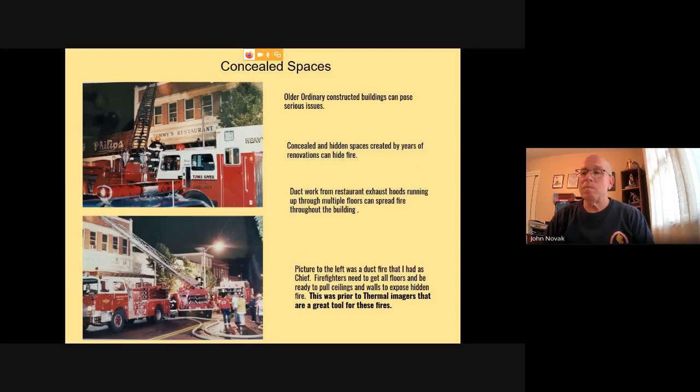I just read a Fire Engineering article on a fifth alarm fire in Manhattan that started in a restaurant and went up through the ductwork and hidden spaces, and involved 5 floors, up to the roof. So you can have a lot of problems in these types of ordinary constructed buildings.